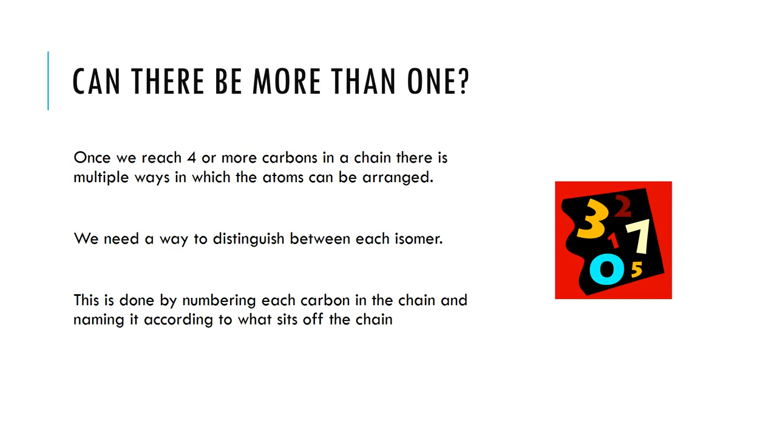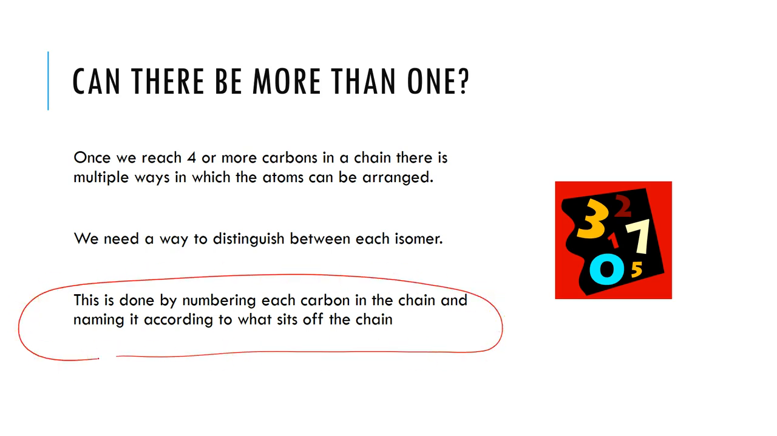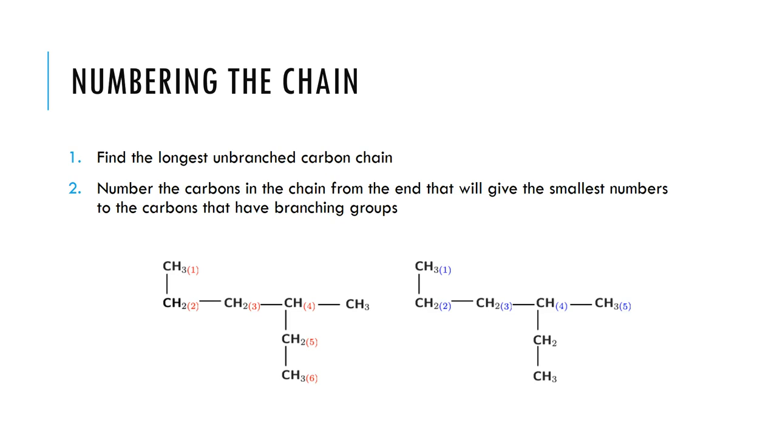So when we reach more than 4 carbons, we found out that we had isomers, and isomers mean that we need to name things a little bit differently. In order to name isomers, we need to number each carbon in the chain and then name it according to what sits hanging off that chain. So let's have a look here.